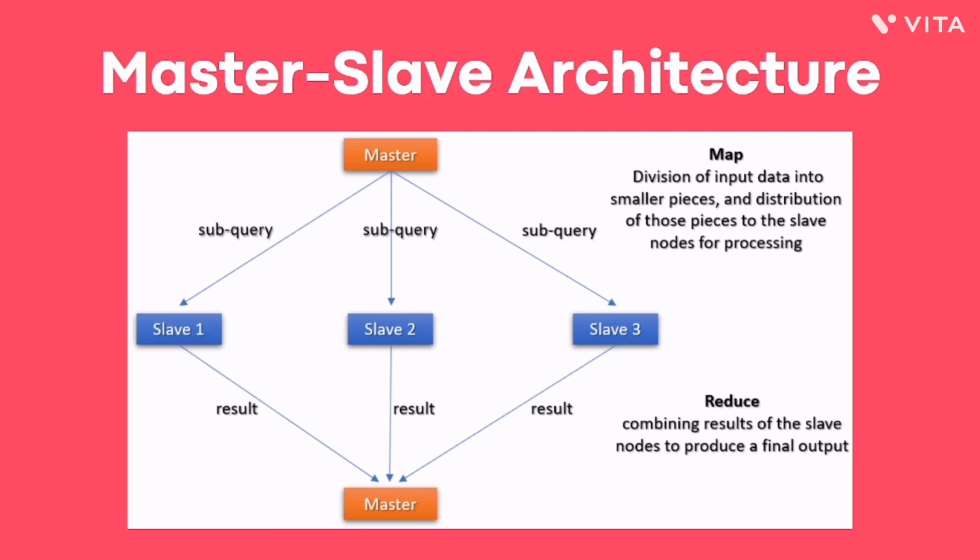Now dividing into subqueries is called the map function, and collecting and aggregating the results from the slaves is called the reduce function for the master. So this is how our architecture works. So now we will go ahead with the demo.